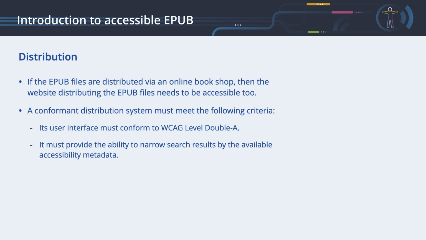Distribution. The creation of an accessible EPUB does not in itself guarantee that the content will be obtainable by users. Depending on the distribution system used, other factors will influence the overall accessibility of the EPUB. If the EPUB files are distributed via an online bookshop, then the website distributing the EPUB files needs to be accessible too. A conformant distribution system must meet the following criteria. Its user interface must conform to WCAG level AA. It must provide the ability to narrow search results by the available accessibility metadata.